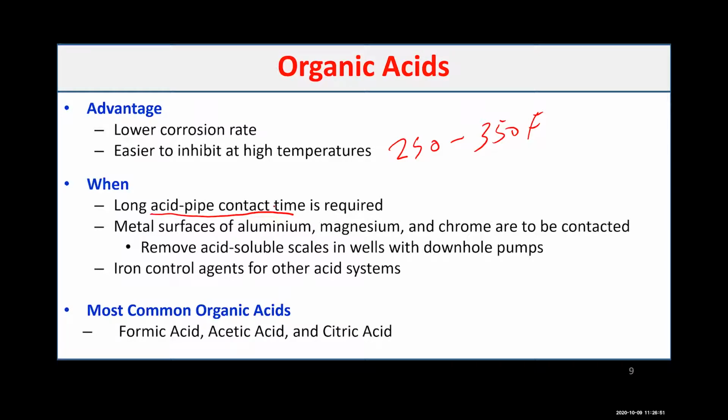Or the tube itself has some metal that will be dissolved by HCl, like what we call corrosion resistance tubing, which is made of aluminum, magnesium, and chrome. If we pump HCl, you will remove the corrosion protection film and we'll lose the integrity of the tube. So in this case, we use the organic acid as an alternate to the HCl. Organic acid can also be used with HCl as what we call an iron control agent. It helps to control the iron and to keep it out of the solution, so it will not cause any issue.